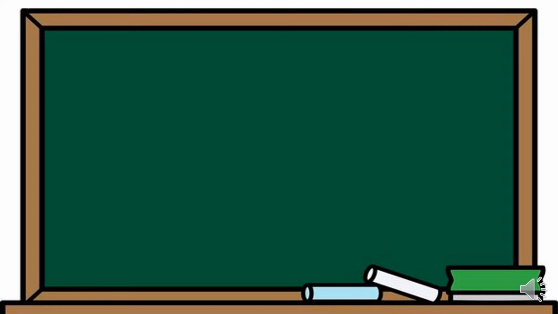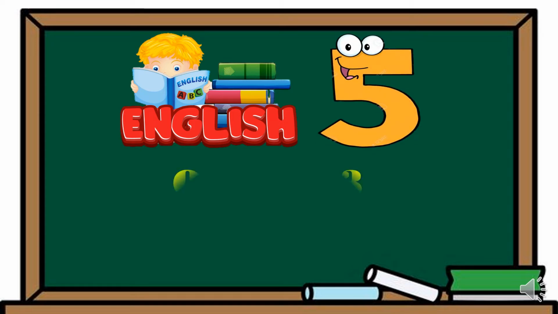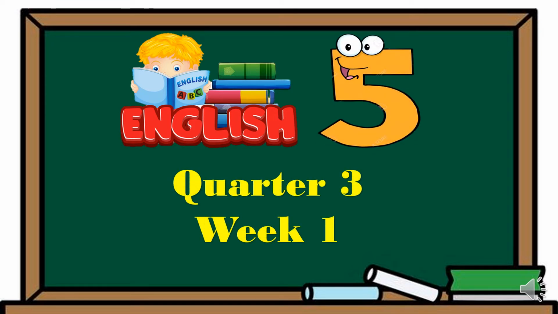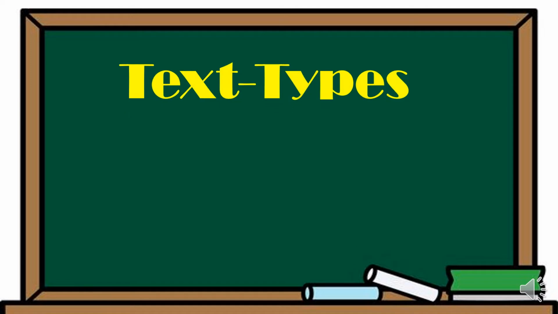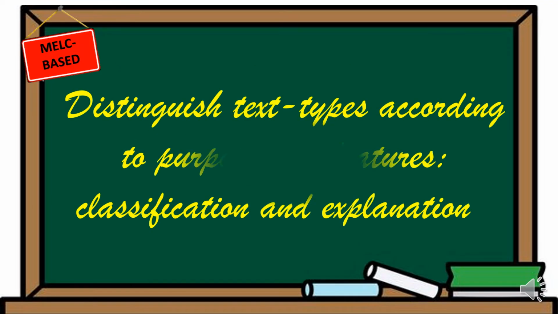Good morning, learners. Our subject for today is English 5 for Quarter 3, Week 1. And our topic is text types, classification, and explanation. And we have the objective. At the end of the lesson, you are expected to distinguish text types according to purpose and features, classification, and explanation.